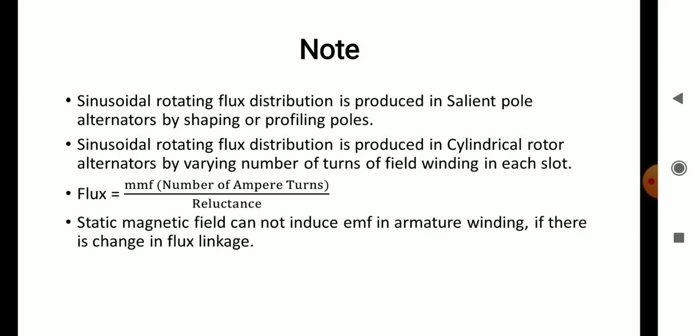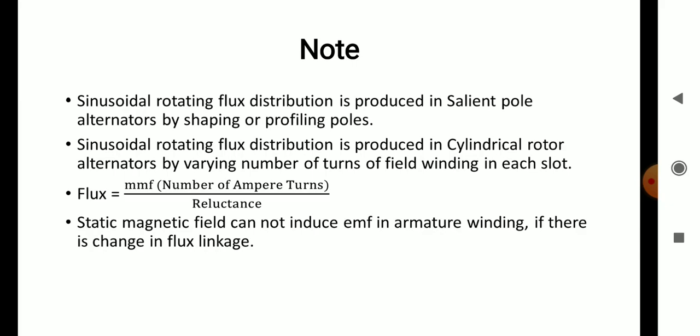At the center of the pole face of the rotor, the air gap is minimum, and the air gap goes on increasing as we move from the center of the pole towards the edges of the pole, and so the reluctance value also goes on increasing from the center of the pole towards the edge of the pole, and the number of ampere turns in a salient pole rotor is kept constant. In this way the reluctance is varied so that the flux generated resembles the shape of a sine wave.